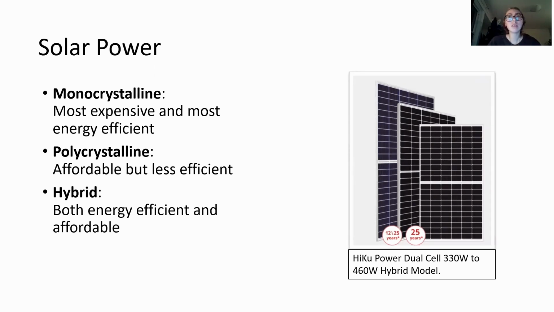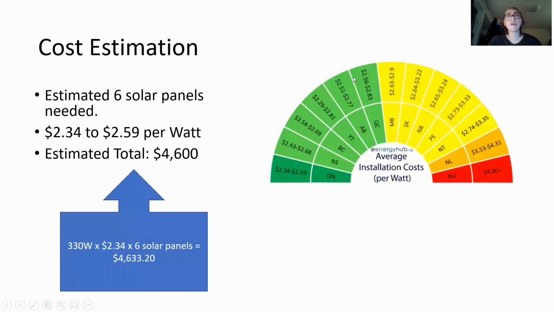A good choice of this is the HiQ powered dual cell hybrid model, and each panel of this produces about 330 to 460 watts. Based on surface area calculations, each wooden structure can ideally hold 6 of these solar panels, which sums to a weight of about 240 pounds the structure would need to hold. The average cost of a solar panel system in Ontario is $234 to $259 per watt.